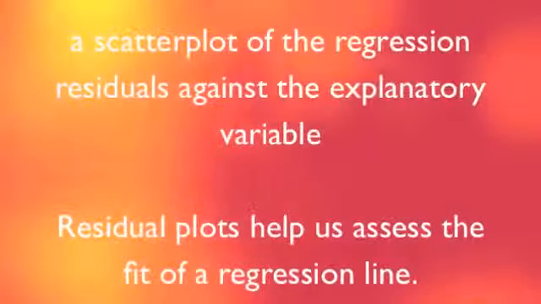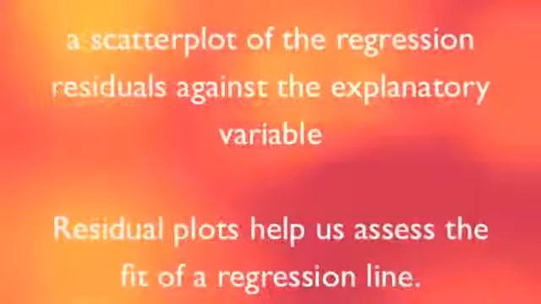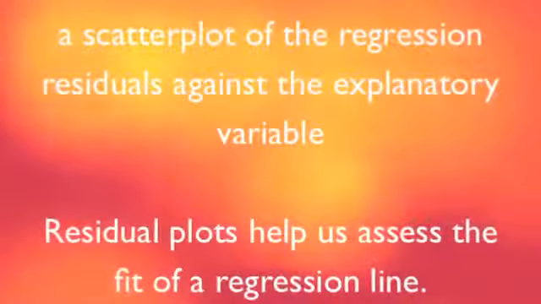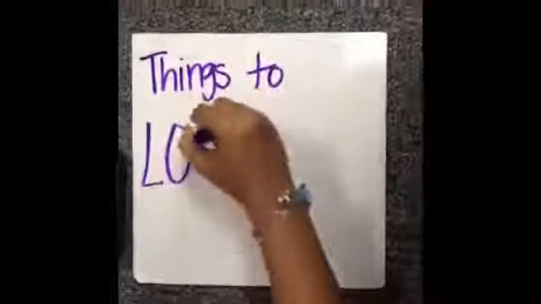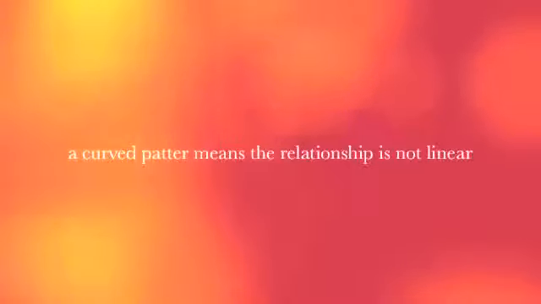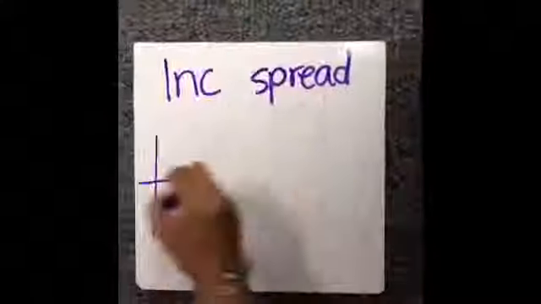Residual plot. It is a scatter plot of the regression residuals against the explanatory variable. Residual plots help us assess the fit of a regression line. Things to look for in a residual plot. First, a curved pattern. A curved pattern means the relationship is not linear.